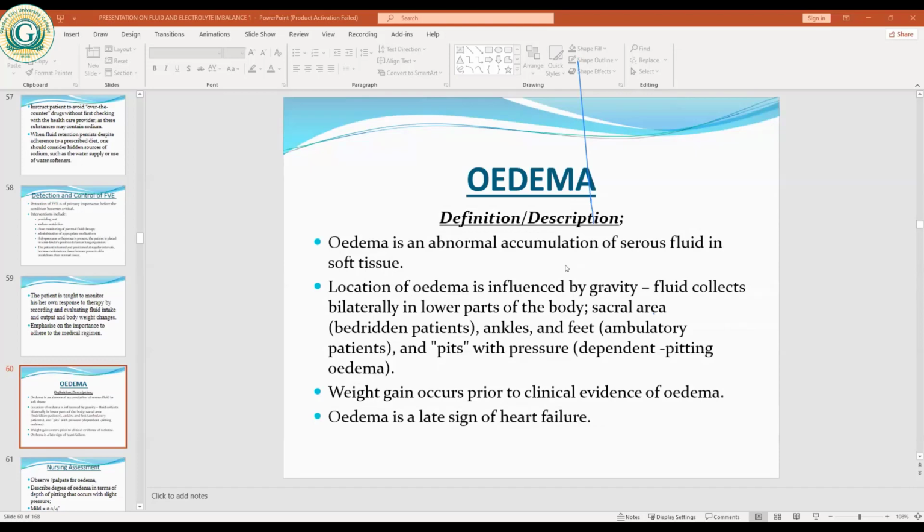Yes, who can tell me the difference? Because in fluid volume excess, it is the plasma that is pushed into the interstitial spaces because of the concentration difference. But in edema, it is the serous fluid that goes there. What's the difference between the plasma and the serous fluid?